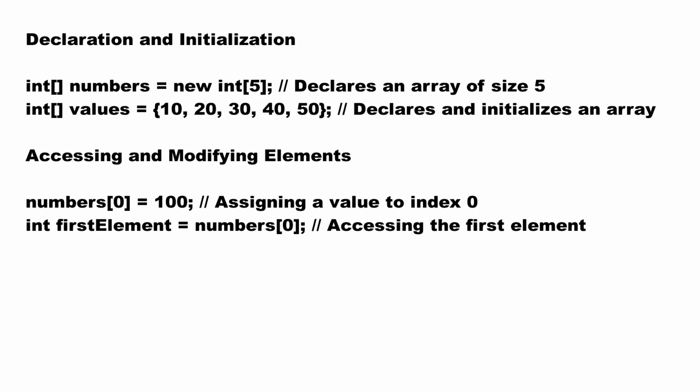Now let's look at the declarations and initializations. Here we have int[] numbers = new int[5]; The comment declares an array of size 5. This is telling us that the integer array numbers contains 5 elements.